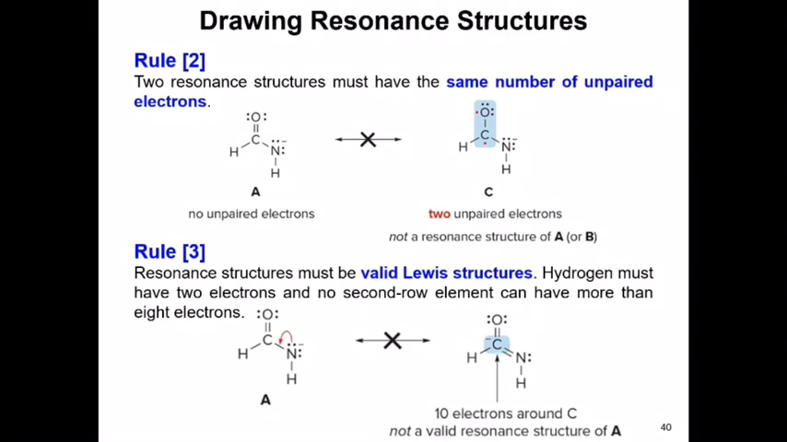Hydrogen must have 2 electrons and no second row element can have more than 8 electrons. So when you look at this structure right here, this would be an invalid Lewis structure because of the fact that this carbon has a total of 10 electrons, which violates the octet rule. So when you count the total number of electrons, you have 1, 2, 3, 4, 5 bonding pairs, which equates to 10 electrons.